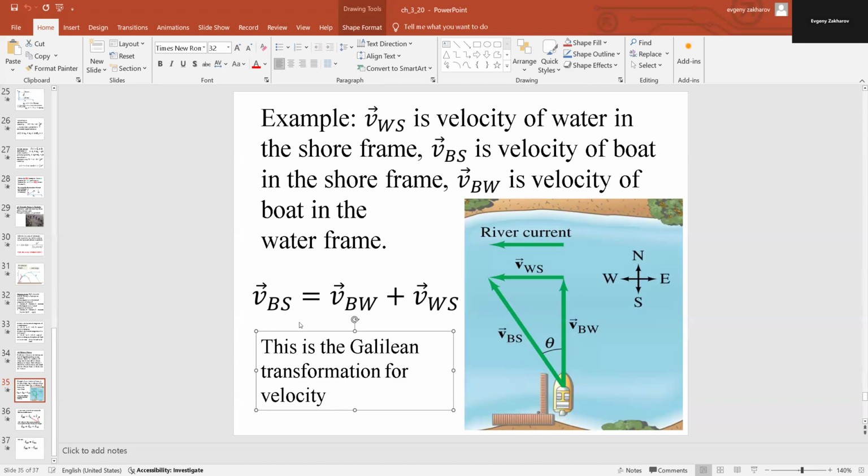Very easy and straightforward way to memorize Gaussian transformation, and it helps you to solve also many problems when you have multiple reference frames to work with and motion with respect to one frame, one system can be connected to the other system.